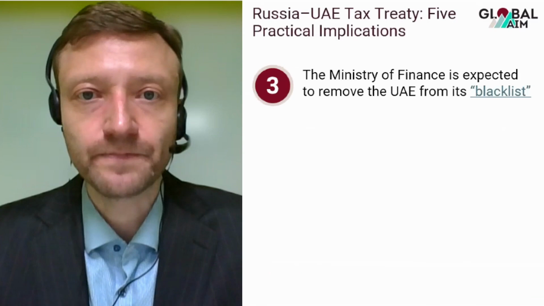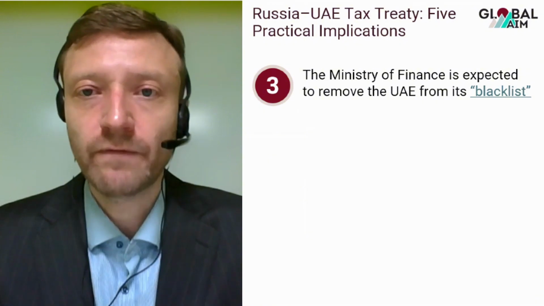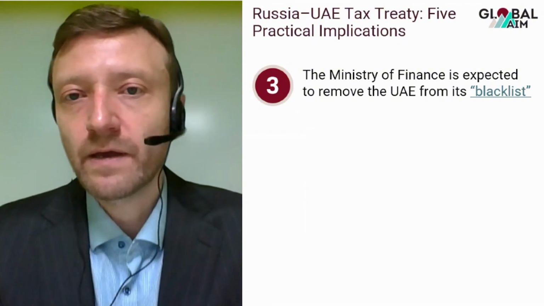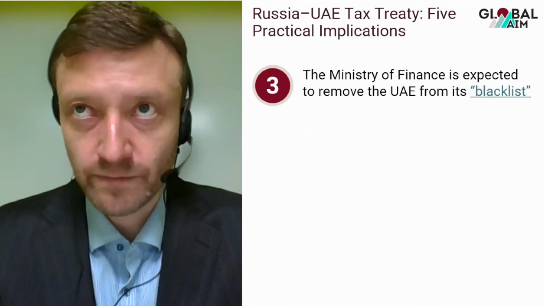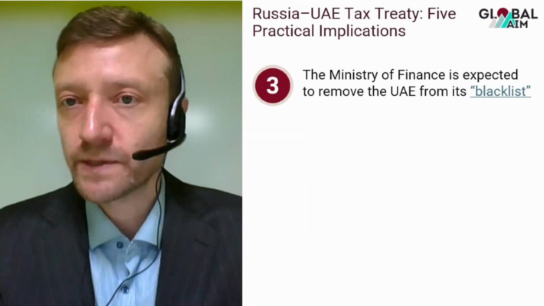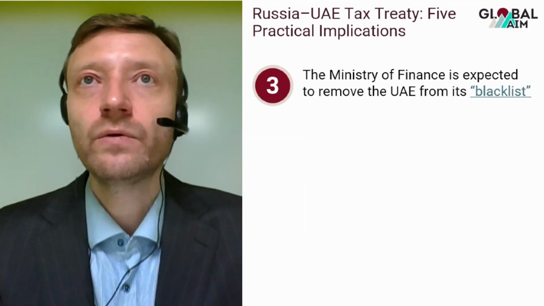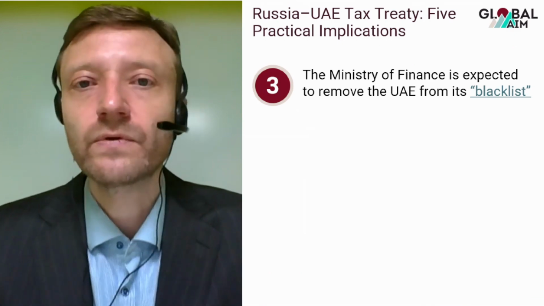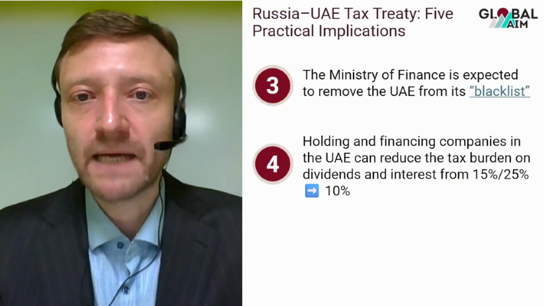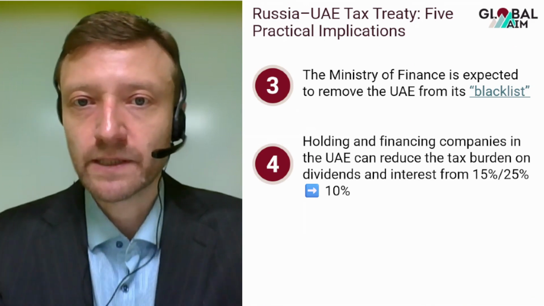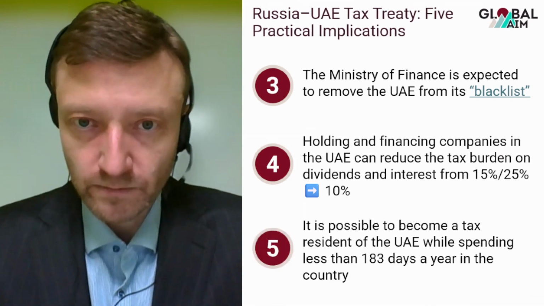Next, the third implication is that it's very likely that the Russian Ministry of Finance is going to remove the UAE from its blacklist, which will have a number of positive implications. For example, different tax exemptions will start to apply. So let's wait and see. Hopefully next year we will see the UAE removed from the Russian blacklist of the Ministry of Finance. The fourth implication is that now holding and financing companies can reduce the tax burden on dividends and interest from, well, either 15 or 25% to 10%.